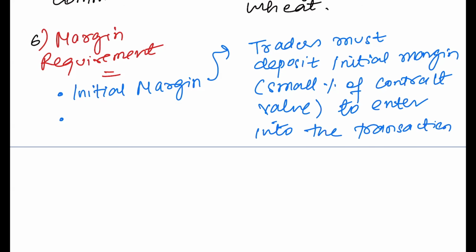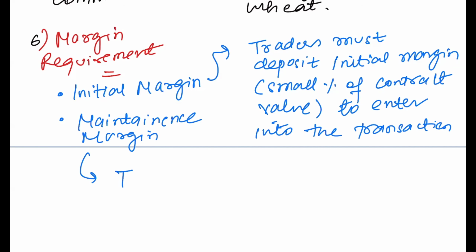The second thing is maintenance margin, and we will study this in detail. So what is a maintenance margin? It is nothing but traders must maintain a minimum margin level. If the margin falls below this level, they must deposit additional funds. I'll show you with an example what is the need of maintenance margin.